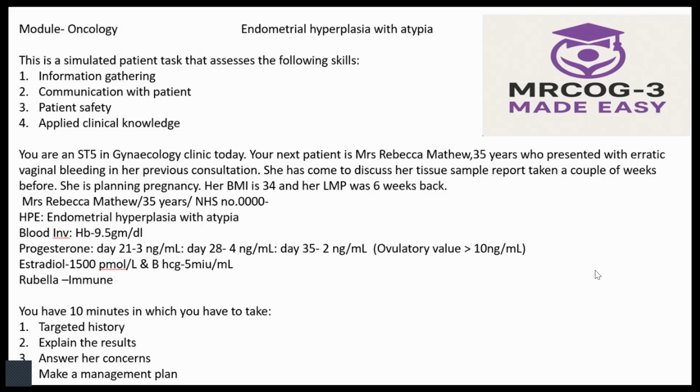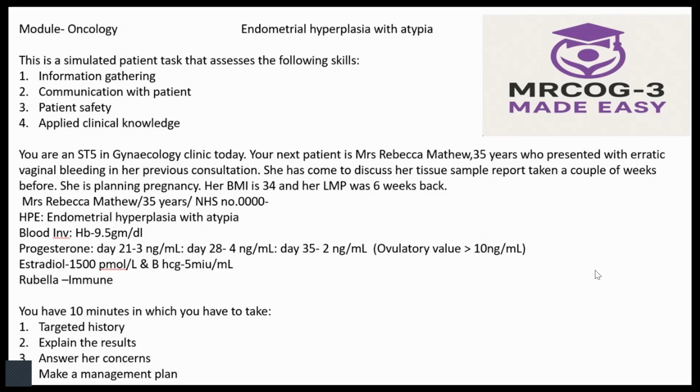So now, I say I do not have good news to tell you. So shall I proceed? Then she will say yes. So now coming to the reports, I'm going to explain to you. I'll draw a diagram and show you. Before going to that, I want to tell you that one hormone is very high, and we need to know from where this hormone is coming.